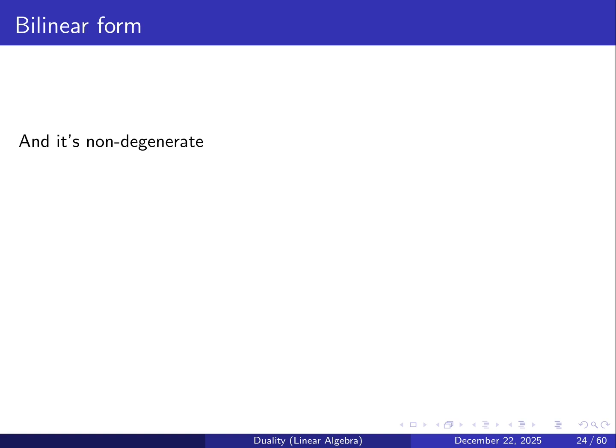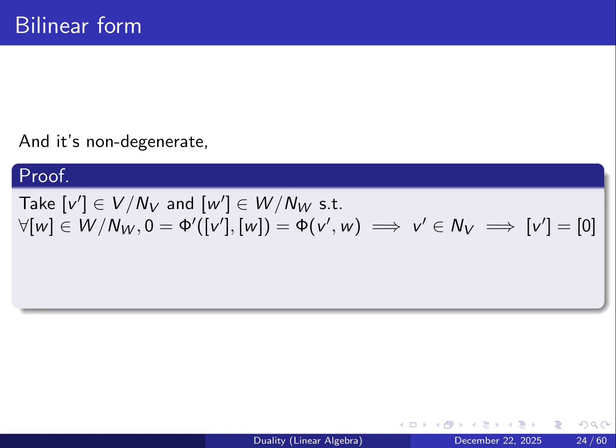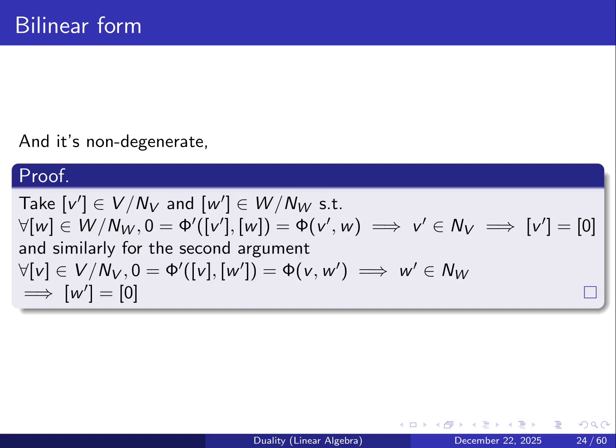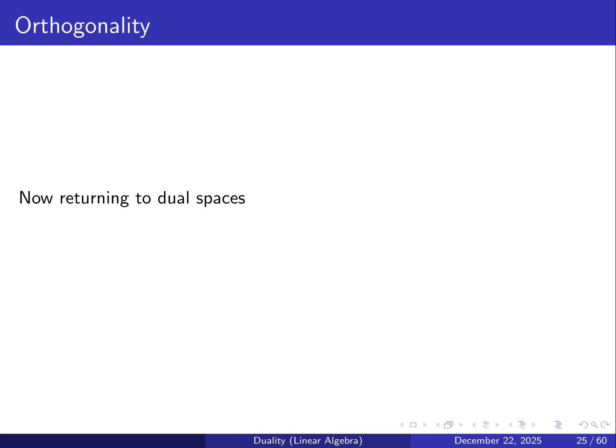Now, it's also non-degenerate. So take the coset v prime such that for all cosets w we have phi prime(coset v prime, coset w) is equal to 0. That implies for all w we have phi(v prime, w) is equal to 0. That implies that v prime is in the null space N_V, and that implies that v prime represents the zero coset. A similar argument holds for the second argument. Now returning to dual spaces.